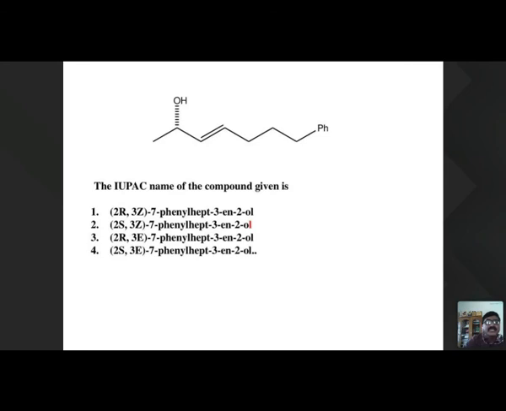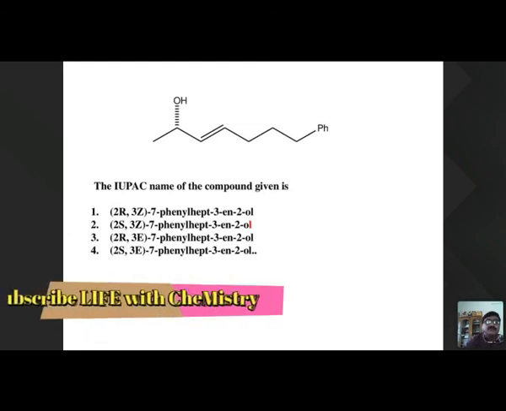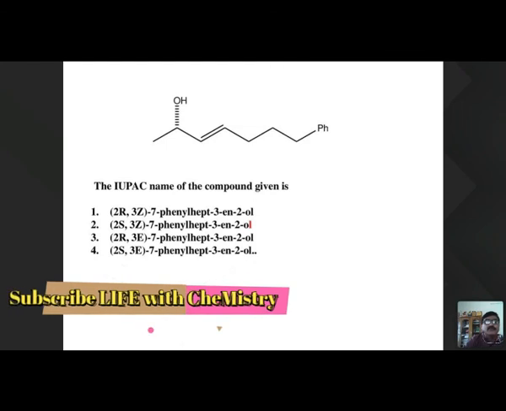Now you have to choose between 3 and 4. Now you have to assign the RS configuration. Very simple, you have been studying RS configuration from UG onwards. So it is priority 1, priority 2, priority 3. The hydrogen is away from you, so you have to fix your eye here and view one way. If you view from this side, the opposite side, it should be yes.